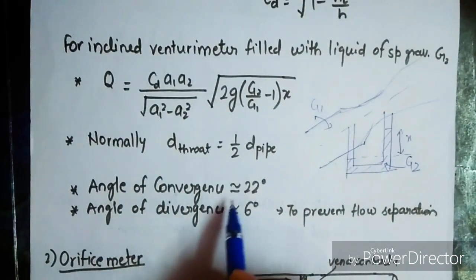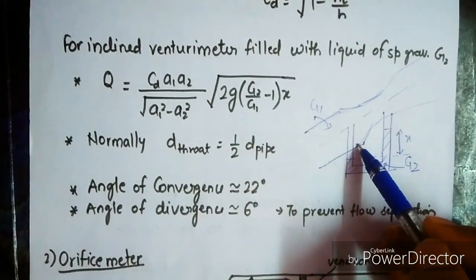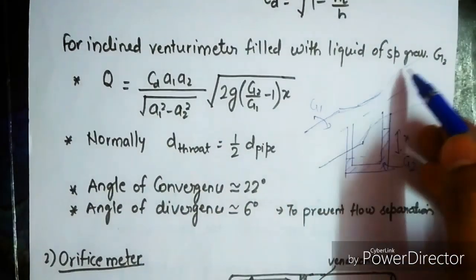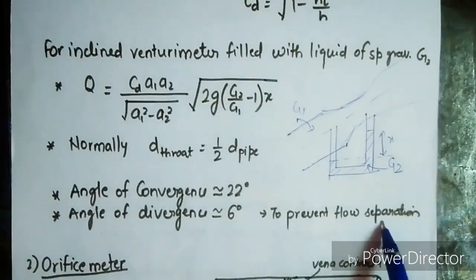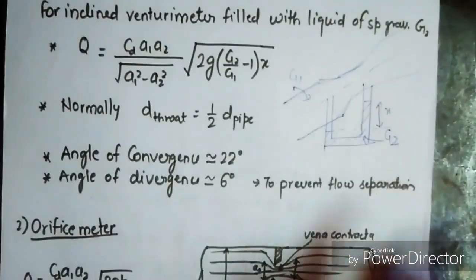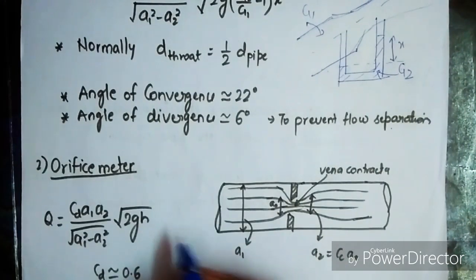Okay, the angle of convergence, usually we take 22 degree. And the angle of divergence is 6 degree. That is a gradual expansion to prevent the flow separation. Okay. Next is the orifice meter, to find out the discharge through a pipe.